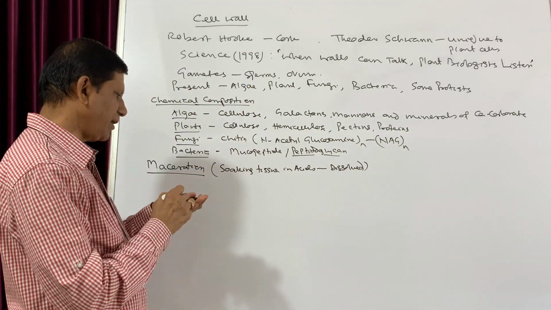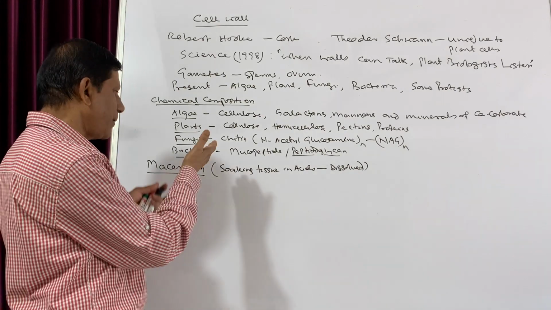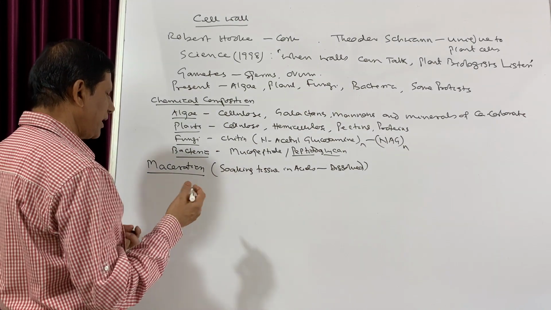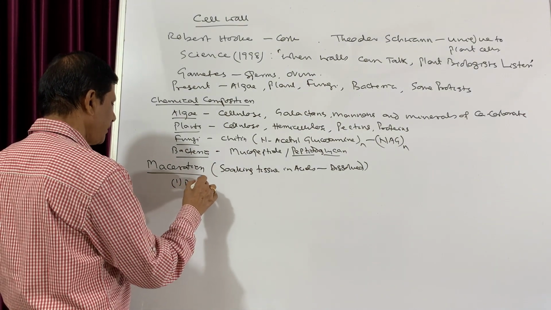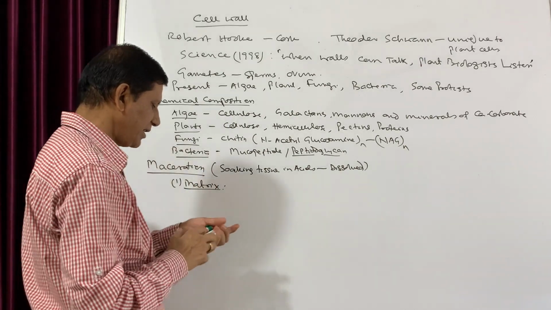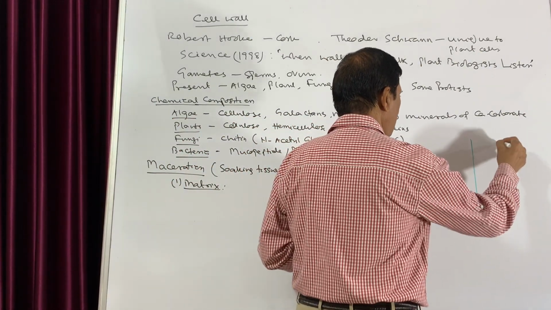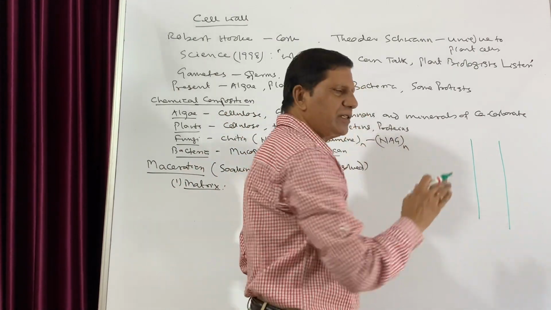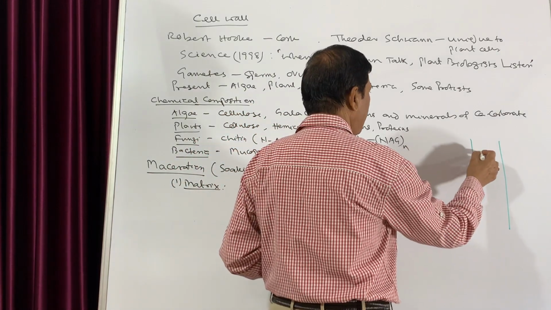So through maceration, it was found what are the different types of substances present in the cell wall. It was found that the cell wall usually consists of, the first one, the matrix. Now, what is a matrix? Matrix means suppose this is the cell wall. Whatever is present here in an amorphous form, that is known as matrix.